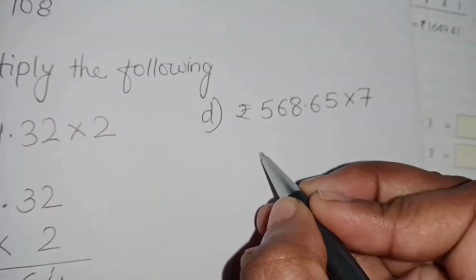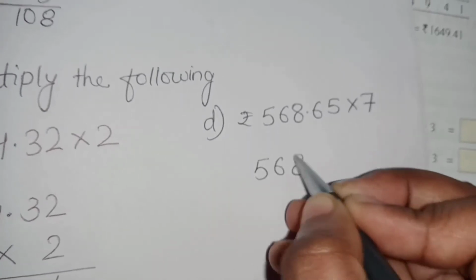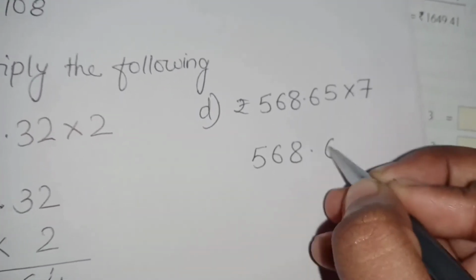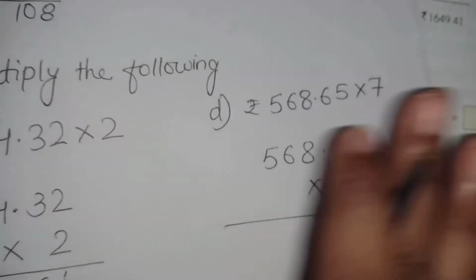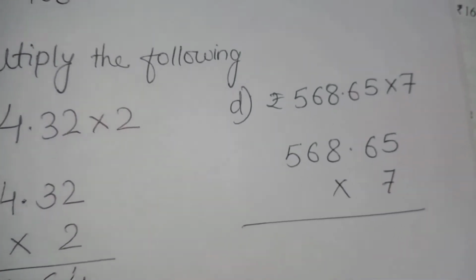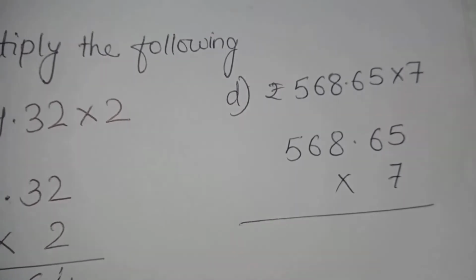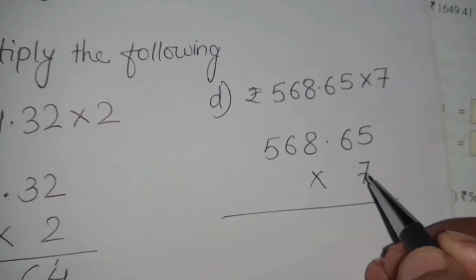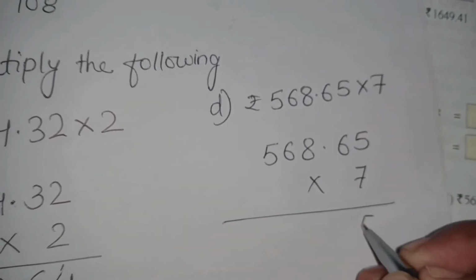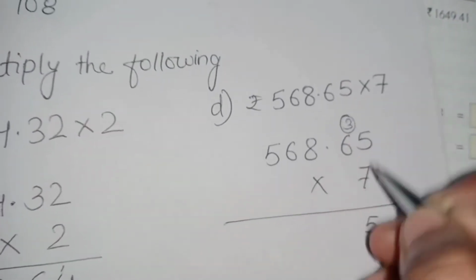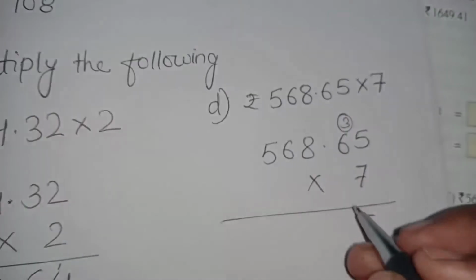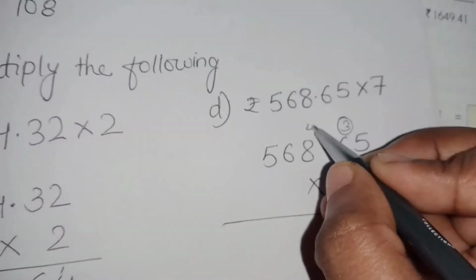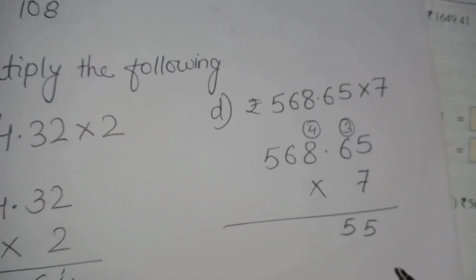So 568 rupees and 65 paise into 7. Same way, don't see the decimal, and do the multiplication. How do you do the multiplication? 7 5s are 35. 5 I will write here, 3 I will carry. 7 6s are 42. 42 plus 3 is how much? 45. 4 carry. 7 8s are 56.